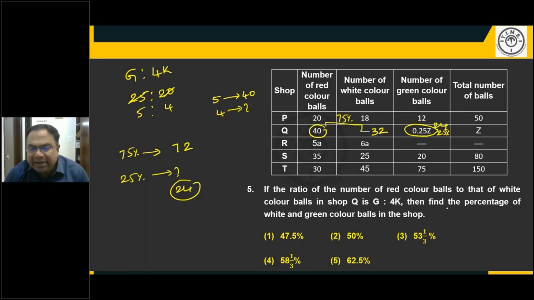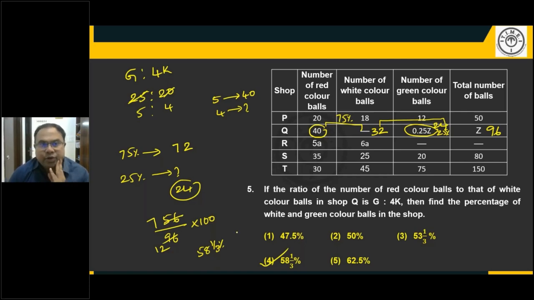So percentage of white and green color balls in the shop. Okay, so how much is this? 72 plus 24, total balls 96. So white and green, 32 plus 24, 56 out of 96 into 100. 8 sevens, 8 12s. 7 by 12, 58 and 1/3%. Choice 4. 58 and 1/3%. Choice 4.